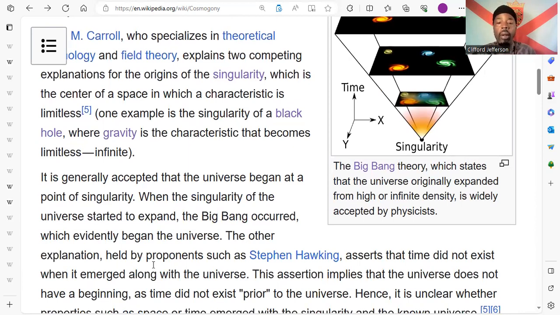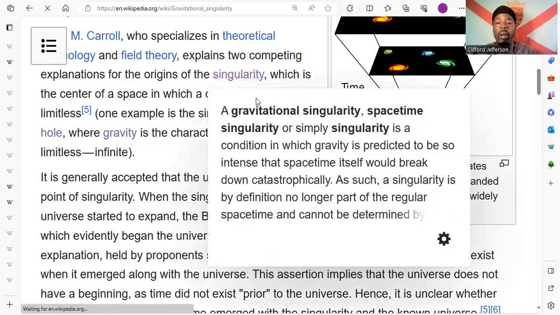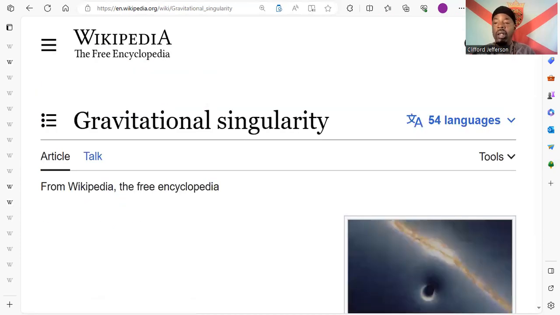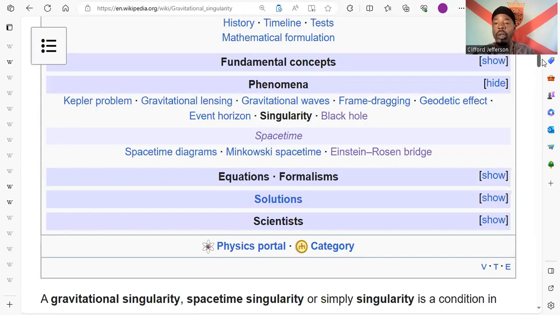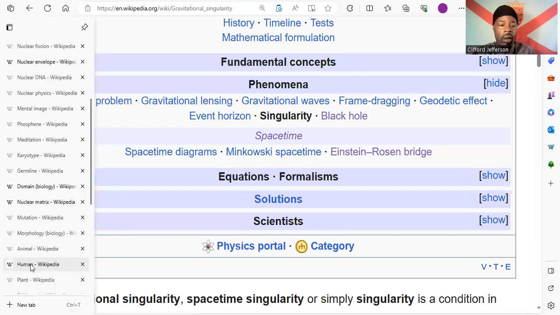So we know that black holes, what it says, singularity is gravitational singularity, space-time singularity, or just singularity, which goes into what we call the general theory of relativity. All right, general theory of relativity, space-time. In order to understand space-time, you must understand the biology of space-time, i.e., dark matter. And I'll close with this.